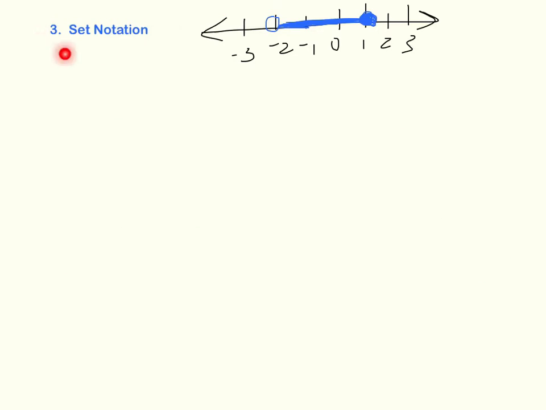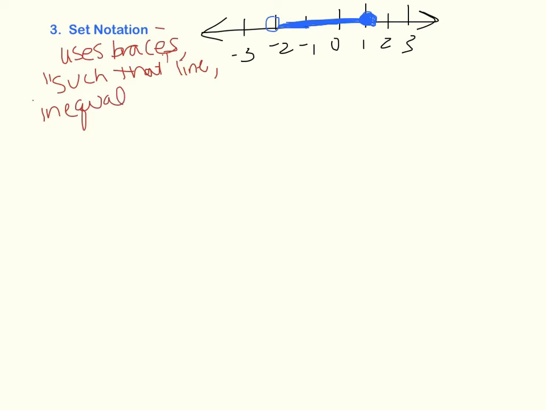All right, so the third one is set notation. We're going to use the same number line as before for this one. So set notation uses braces. Okay, it's going to use a such that line, which we'll talk about what that means, and then it's going to use inequality symbols. So it's pretty much basically the same as the inequality domain. It's just you're also going to have other stuff with it.